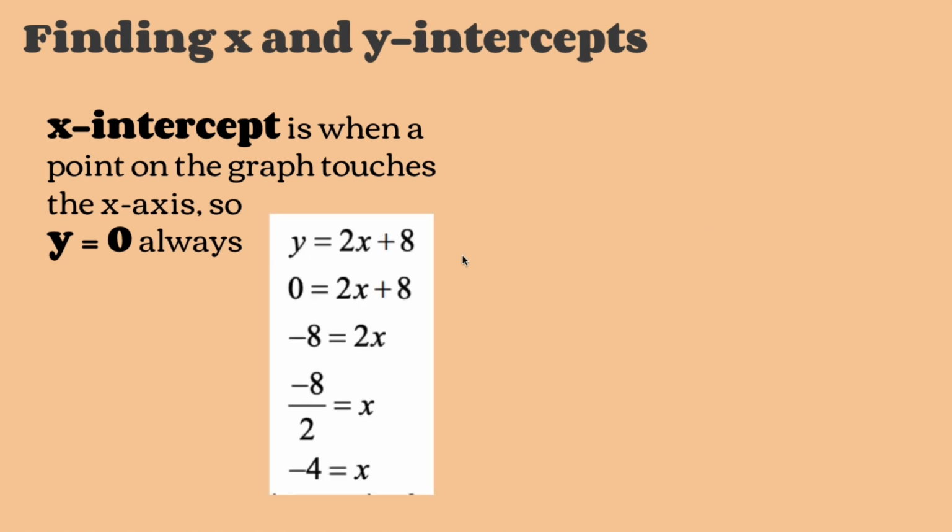Here we have our equation, y equals 2x plus 8. Because we're trying to find the x-intercept, we want y to equal 0. So we're going to turn y into 0 by substituting y as 0. And then we're going to solve as usual. And we found our x-intercept to be -4.